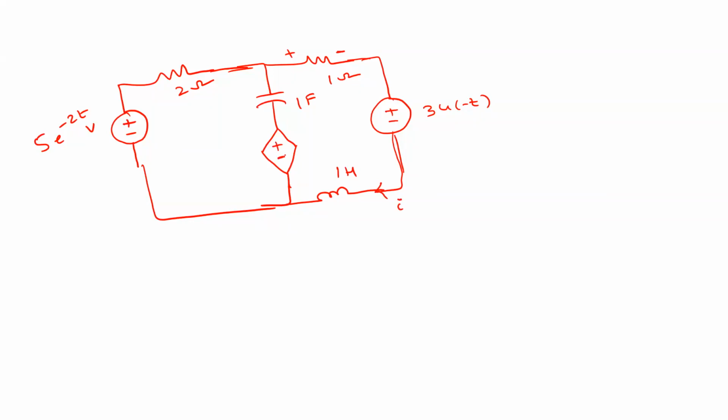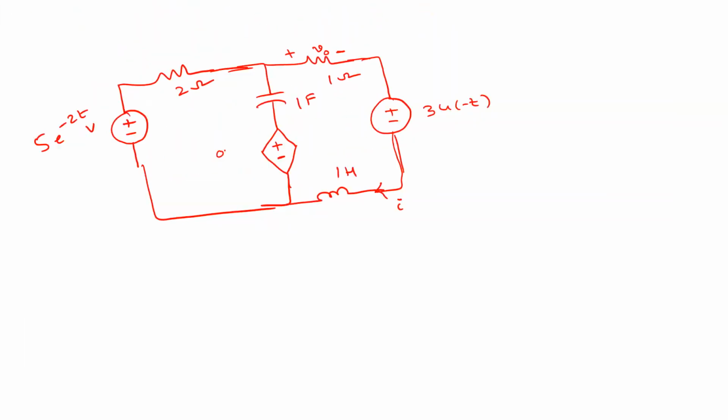So we have a dependent source. So its value depends on this voltage, V naught here, and its value is 0.5 V naught. V naught is the voltage across that 1 ohm resistor. So what you have to find is I of t for t greater than or equal to 0.